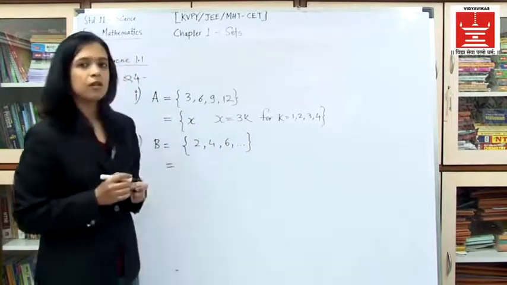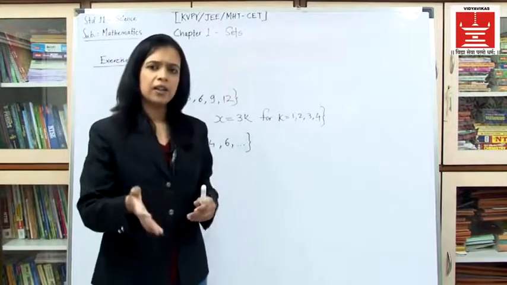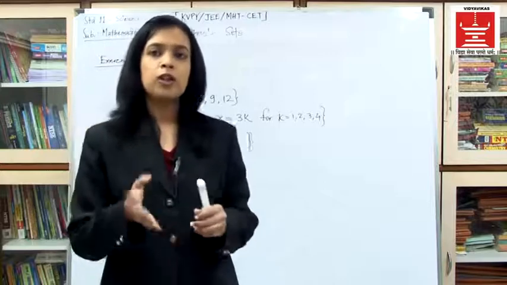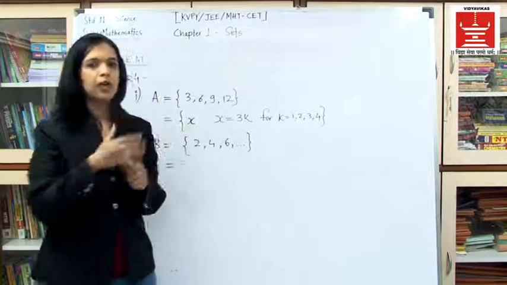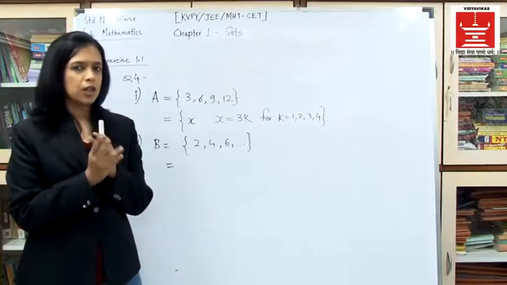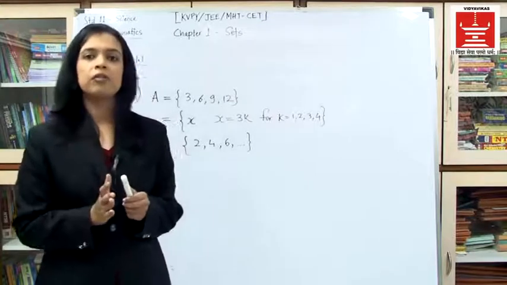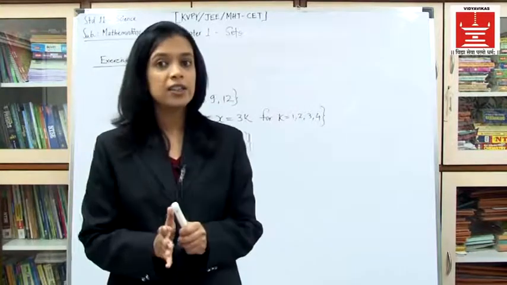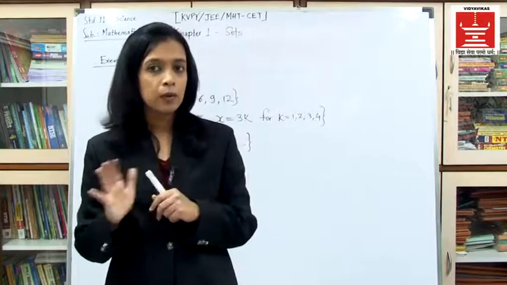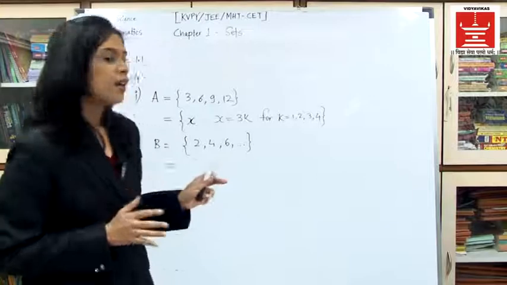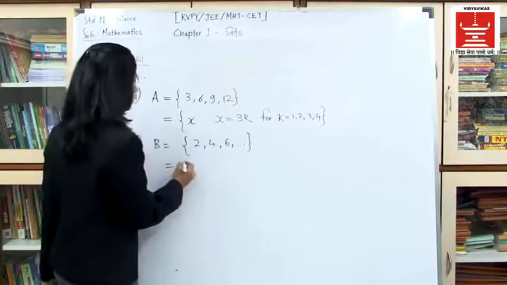So the elements of this set can be 2, 4, 6, 8, 10, 12, 14. They follow a pattern, but there is no limit to that pattern. The numbers are not going to stop. These are in fact positive even integers, right? So excluding 0, all positive even integers can be considered like this.